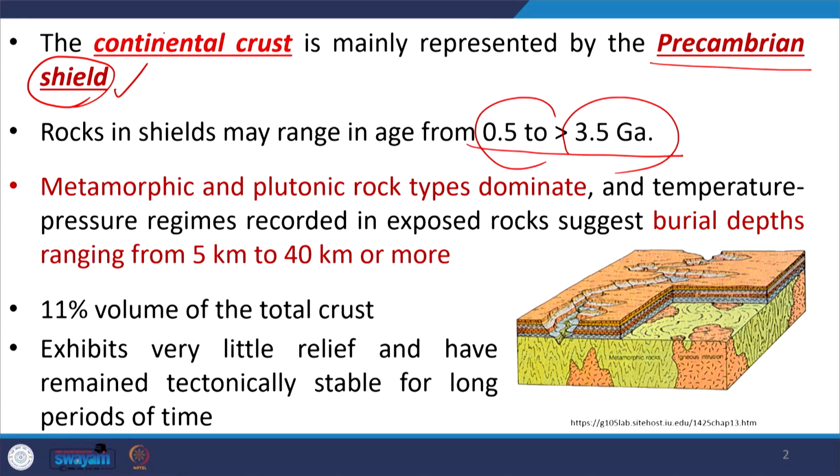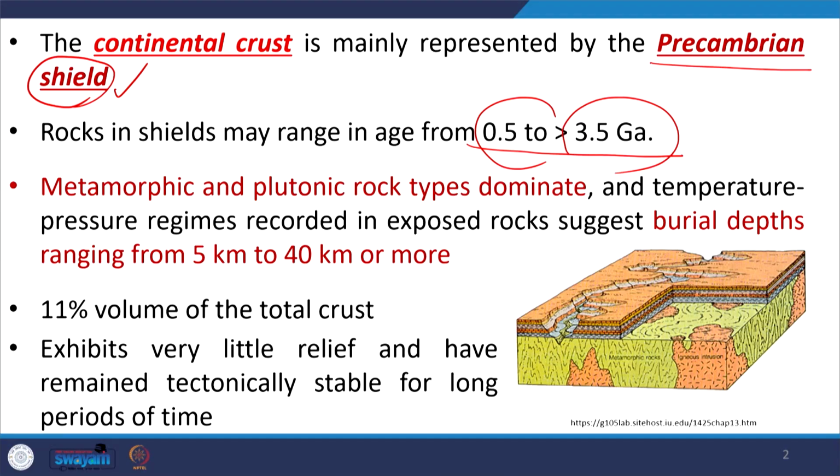So that is why the continental crust changed its dimension both in two dimensions as well as the third dimension, that is the thickness, with time. And all that happened during or just after the formation of the earth. So that is why the continental crust is mainly representing the Precambrian shield. And what is the shield? In the next slide we will talk in detail about what the shield is.